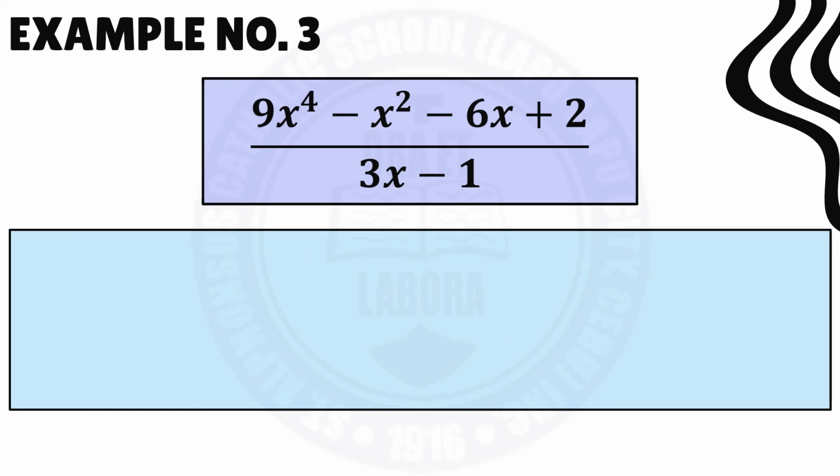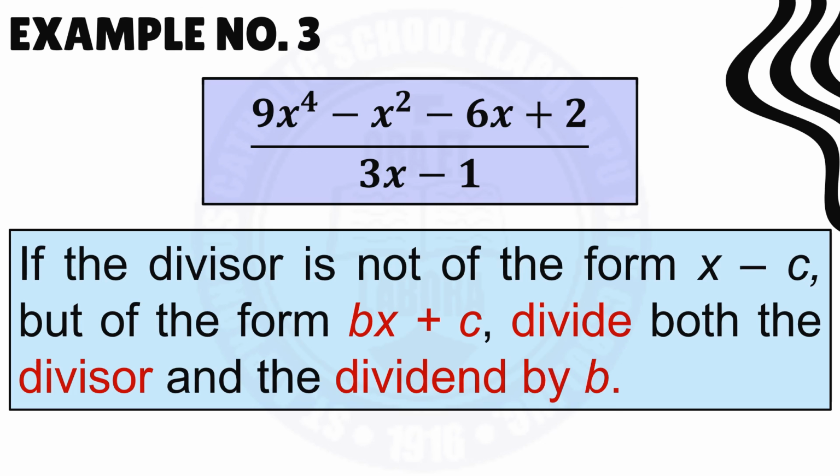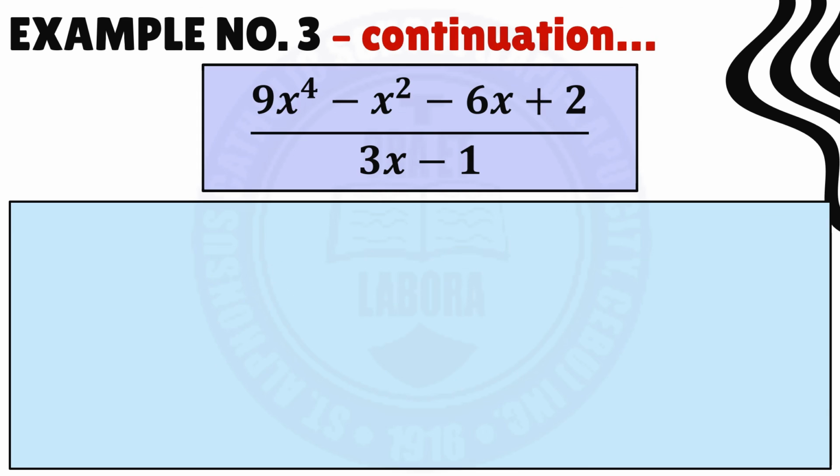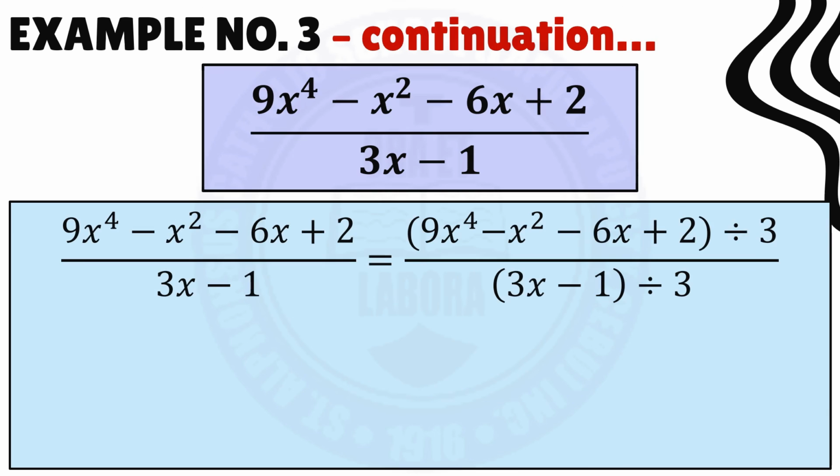Third example, 9x raised to 4 minus x squared minus 6x plus 2 divided by 3x minus 1. If the divisor is not of the form x minus c, but of the form bx plus c, divide both the divisor and the dividend by b. To illustrate, this is our divisor. The numerical coefficient here is more than 1, and that is 3. Therefore, we divide both dividend and divisor by 3.